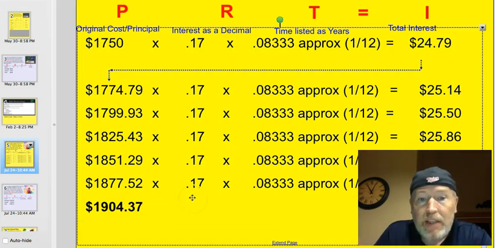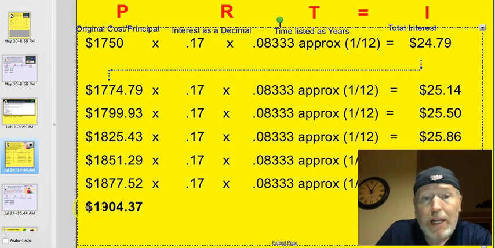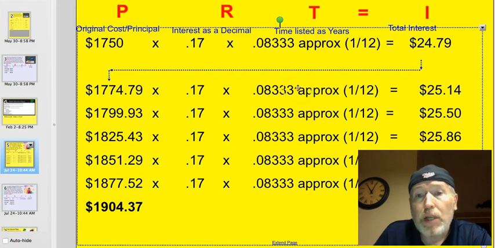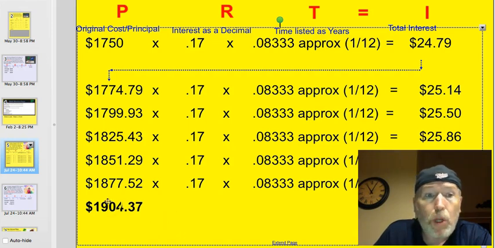There we go. At the end of the 6 months, the money she will owe is $1,904.37. Again, that's an approximation because I went to the 5th decimal only on this. All right, so basically, it's going to cost her about $155 over 6 months. That's her interest on that small amount of money.